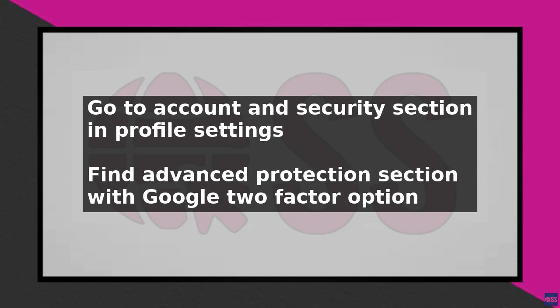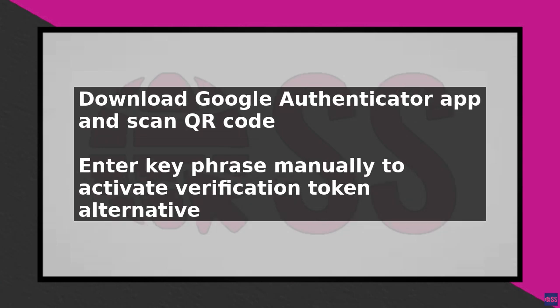Once you're logged in, go to your account by clicking on your profile and then selecting Account and Security. Scroll down to the Advanced Protection section, where you'll find the option for Google Two-Factor Authentication. Click on Settings and verify your email address by entering the code sent to your email.